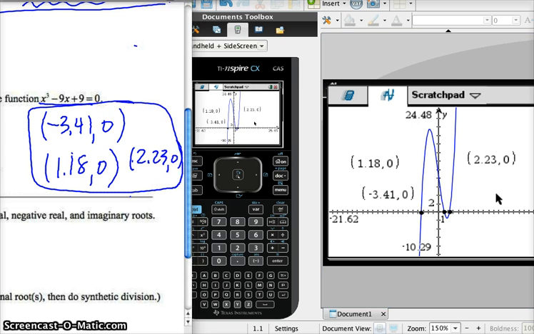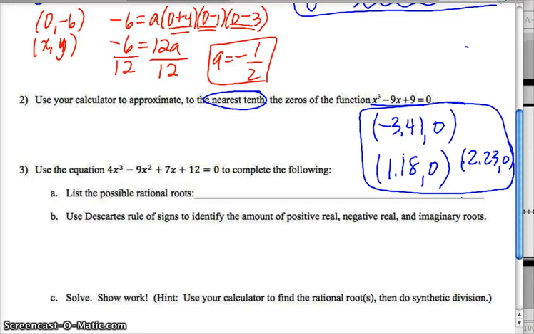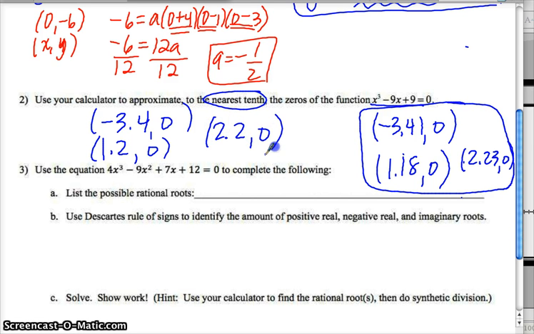It says to the nearest tenth. Okay, so I didn't round to the nearest tenth. My short-term memory is not very good, so I have -3.4, 1.2, and 2.2. So there are my 3 zeros. So that's how you do it. So simple. You use your calculator. If there's no rational roots, then this is what you're going to do. Right? This is for no rational roots.